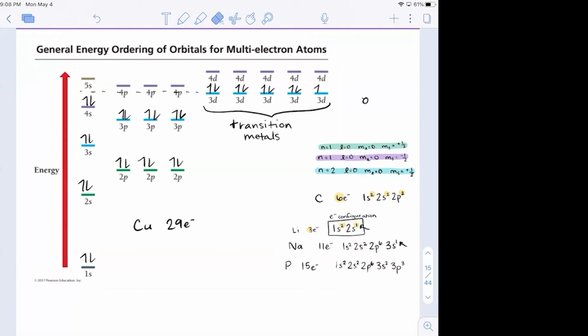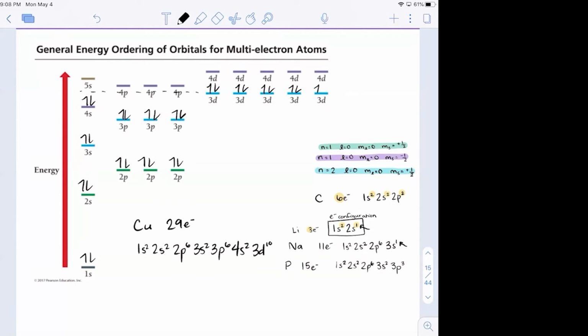Now, just like Hund's rule from before, d orbitals are degenerate, and so therefore one in each before we pair. So copper, we would predict, would have a 1s2, 2s2, 2p6, 3s2, 3p6, 4s2, and 3d9.